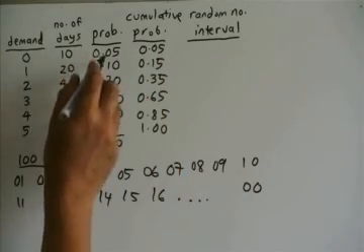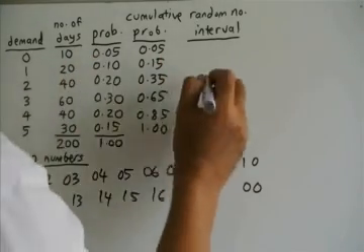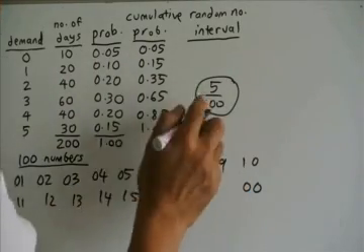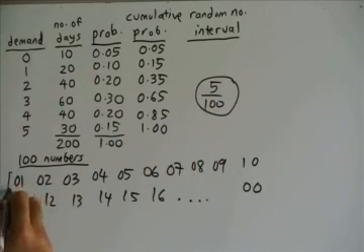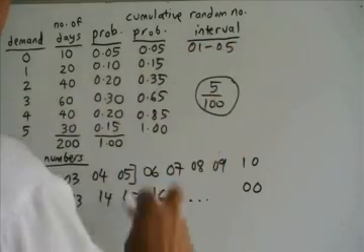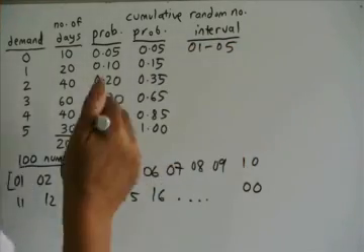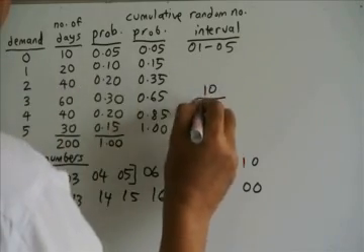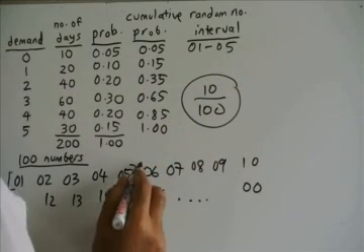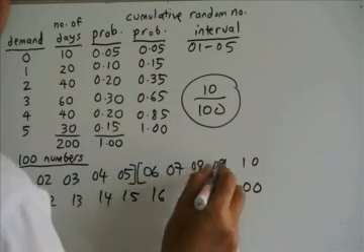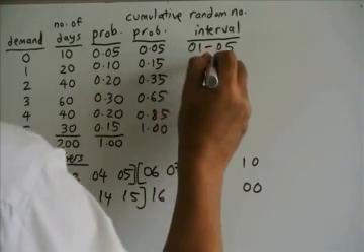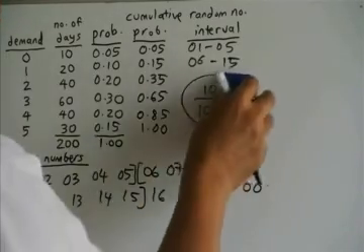Now the first probability is 0.05, which is 5 over 100. So I have 100 numbers, and I want to choose 5 numbers. I start from 01 until 05, so the first interval is 01 until 05. The next probability is 0.10, which is 10 over 100. So now I use 10 numbers starting from 06: 1, 2, 3, 4, 5, 6, 7, 8, 9, 10. So 06 until 15. Then continue.